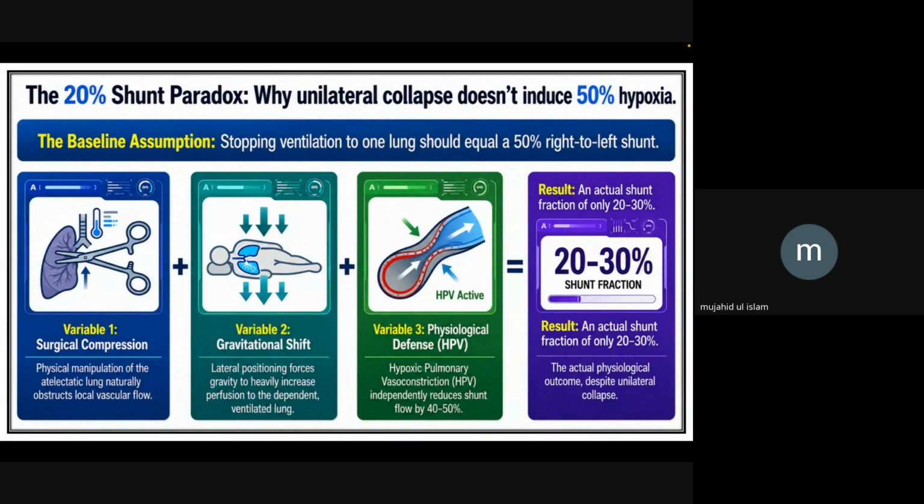And the third, and the most important mechanism, is HPV. HPV alone can reduce shunt flow by approximately 40 to 50%. The combined effects of surgical compression, gravitational redistribution, and HPV explain why the shunt fraction during one lung ventilation is usually 20 to 30% rather than 50%.